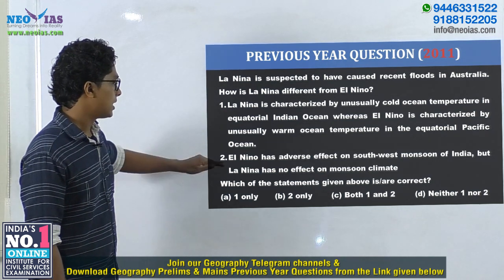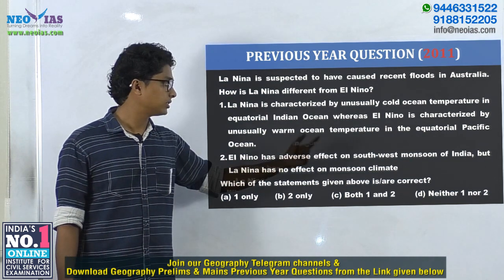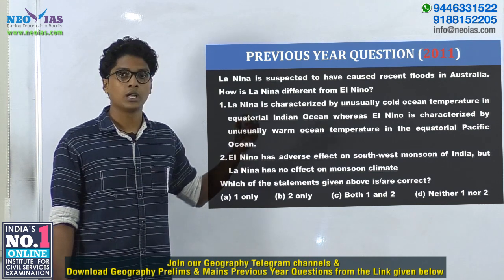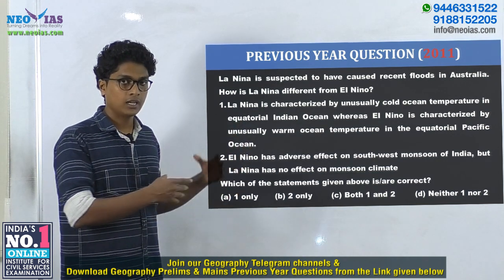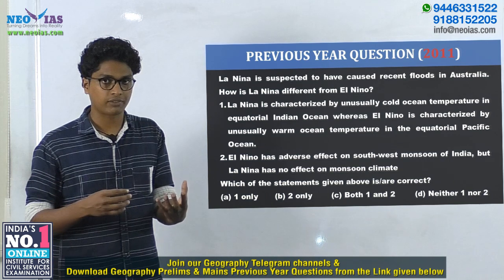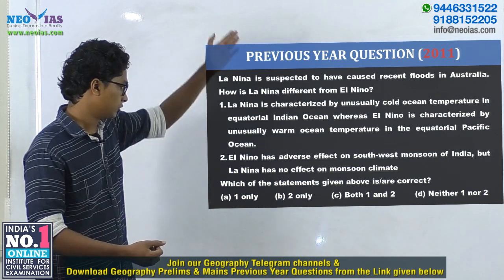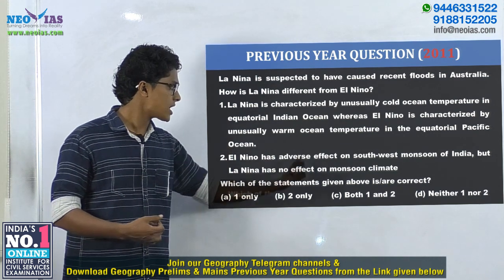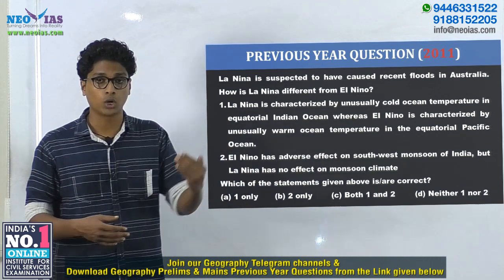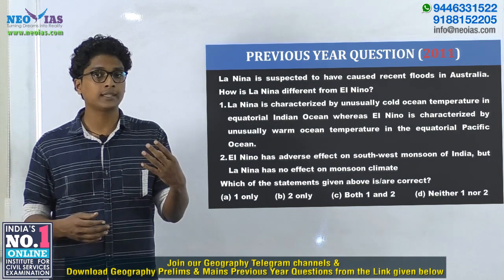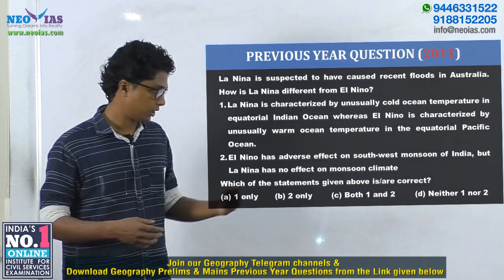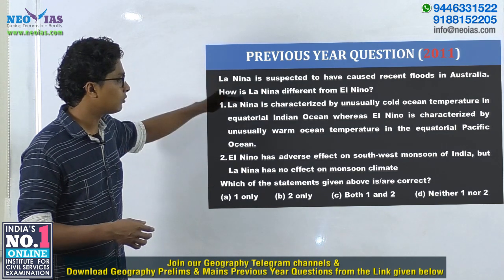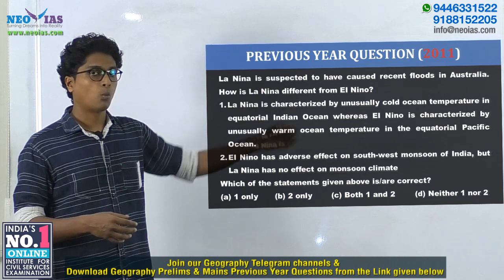The second one: El Nino has adverse effect on the southwest monsoon of India, but La Nina has no effect on monsoon climate. As you have seen earlier, during an El Nino we'll have adverse effect, in the sense of deficient monsoon rainfall. So half of the second statement is correct, but the second part, La Nina has no effect on monsoon climate, is actually wrong. During La Nina, there are more chances that we'll have above normal rainfall. So the second statement is also wrong, and the answer comes out as D, neither 1 nor 2.